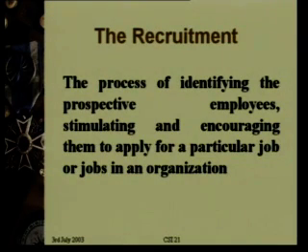But what are the basic steps as far as the recruitment process is concerned? If I want to do recruitment, the first thing we must understand is the definition. Recruitment is the process of identifying prospective employees, stimulating and encouraging them to apply for a particular job or jobs in an organization. So recruitment is not just recruiting somebody, but stimulating people to apply for a job so that you can get the right kind of people for a stipulated job.